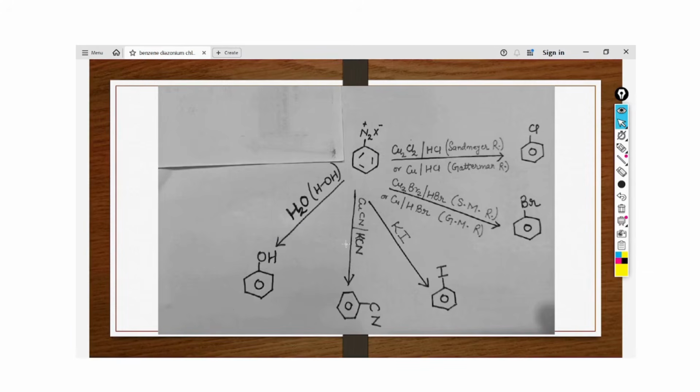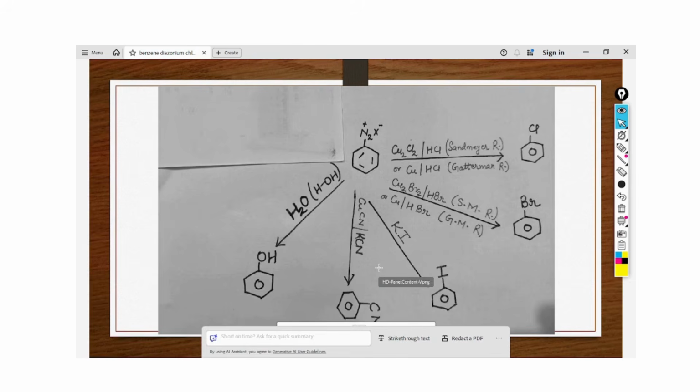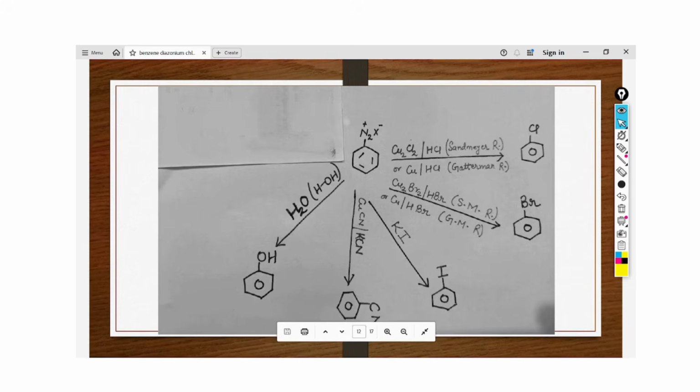So in all these reactions, I think now you get the trick. You are replacing this N2X by the latter part of the reacting molecule, like Cl, like Br, like I, like CN, and in water, this is OH. But in the next reaction, the trick is quite different.